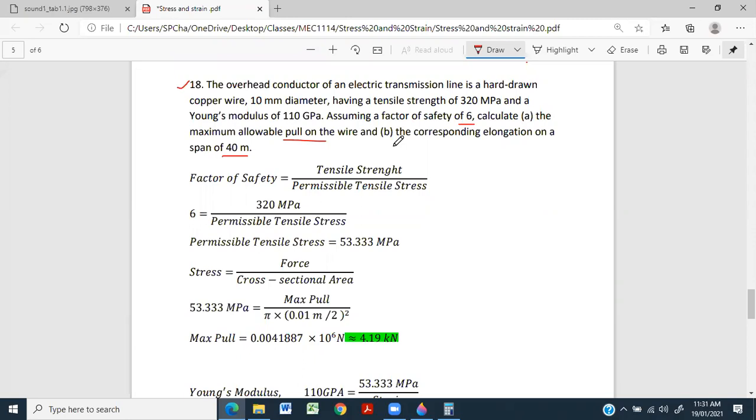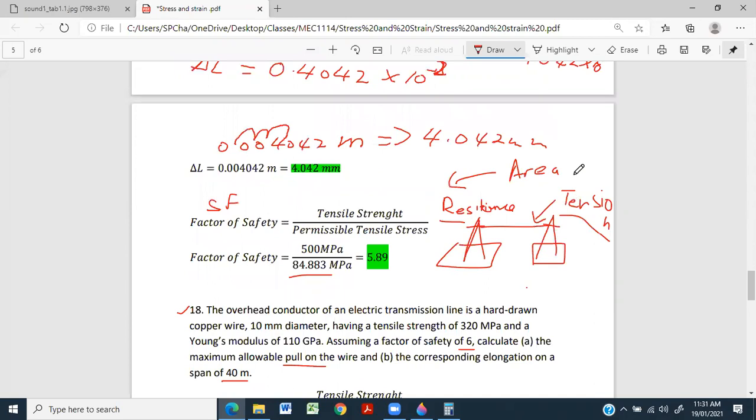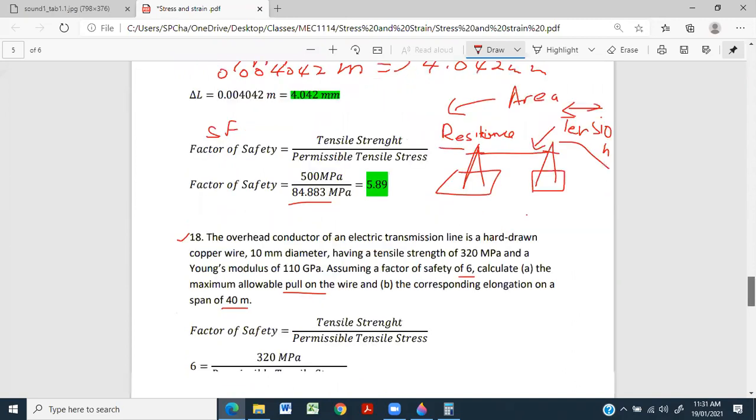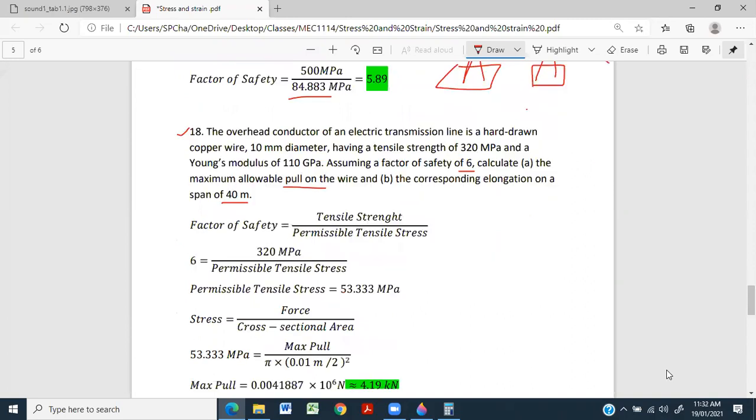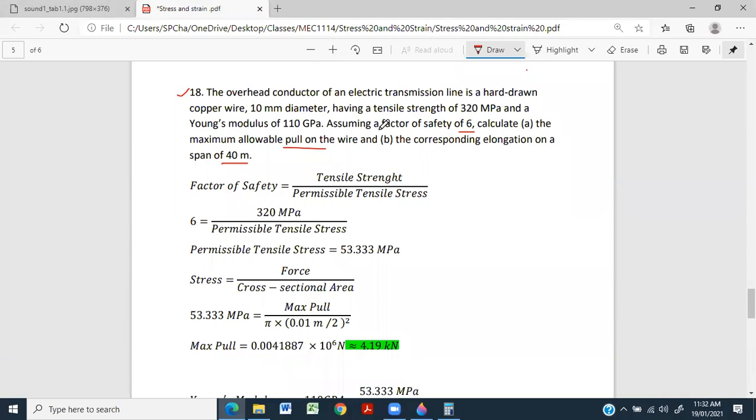Okay. So this is the same thing I was talking about here. There are two towers, 50 meters in between them. There's a certain amount of tension we're allowed to apply on this line without it affecting the dimensions of the wire, causing this wire to stretch. Assuming a safety factor of 6, calculate A, the maximum allowable pull on the wire, and B, the corresponding elongation on a span of 40 meters.